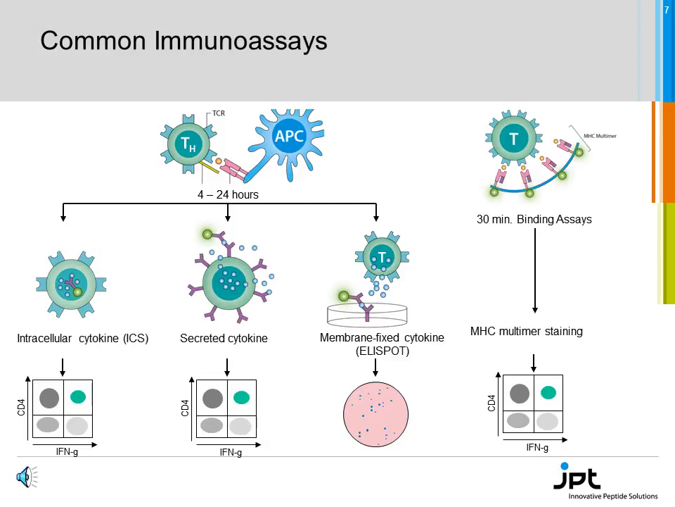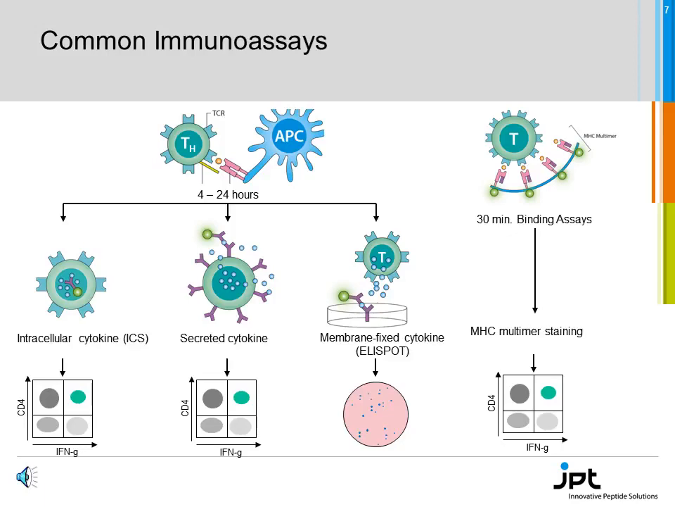Since it does not depend on T cell activation, staining of T cells with MHC multimers is probably the most elegant approach to detecting antigen-specific T cells. However, it requires that the precise antigenic determinant, or epitope, of the detected T cell is known before the assay is carried out. MHC multimer staining is also the most limited approach because it detects only T cells with that one exact specificity.